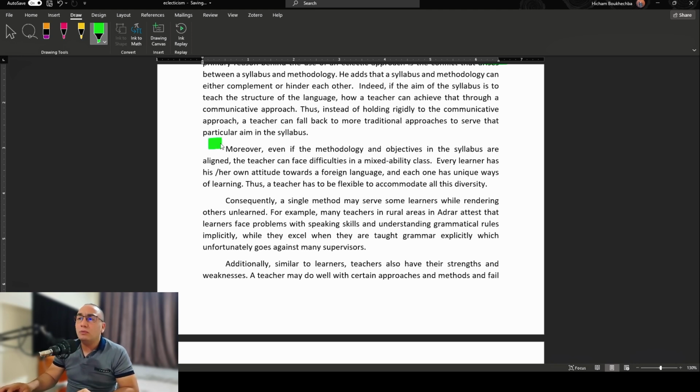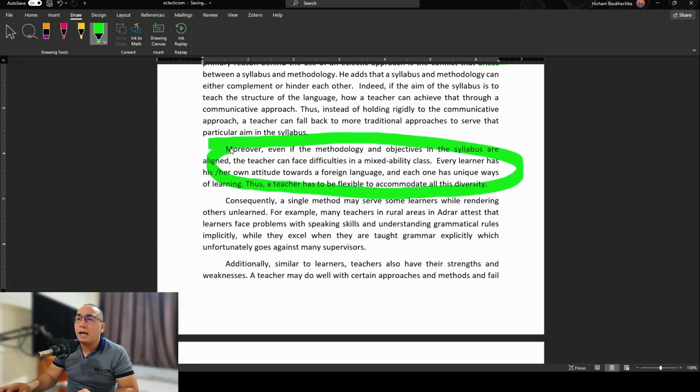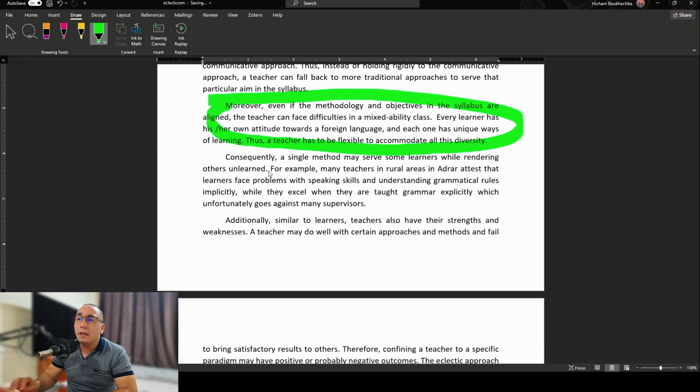And by the way, I do remember when I was writing this, I added a few examples. There is also an example here. Consequently, a single method may serve some learners while rendering others unlearned. For example, many teachers in rural areas in Adrar, because I did my PhD in Adrar, I don't know if I wrote it in Adrar or removed the word, but I was in Adrar, so I think it's safe to write it there.